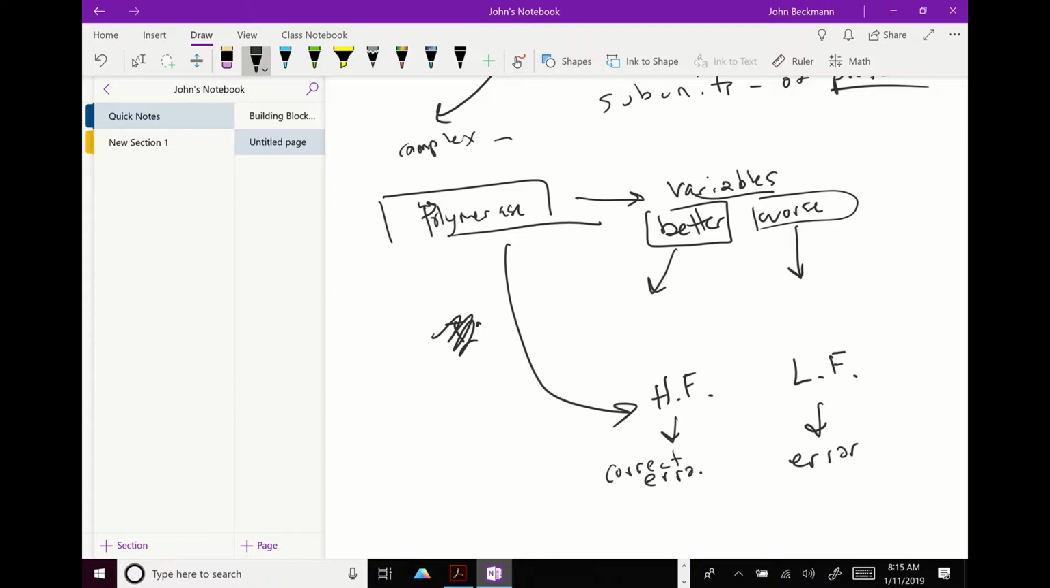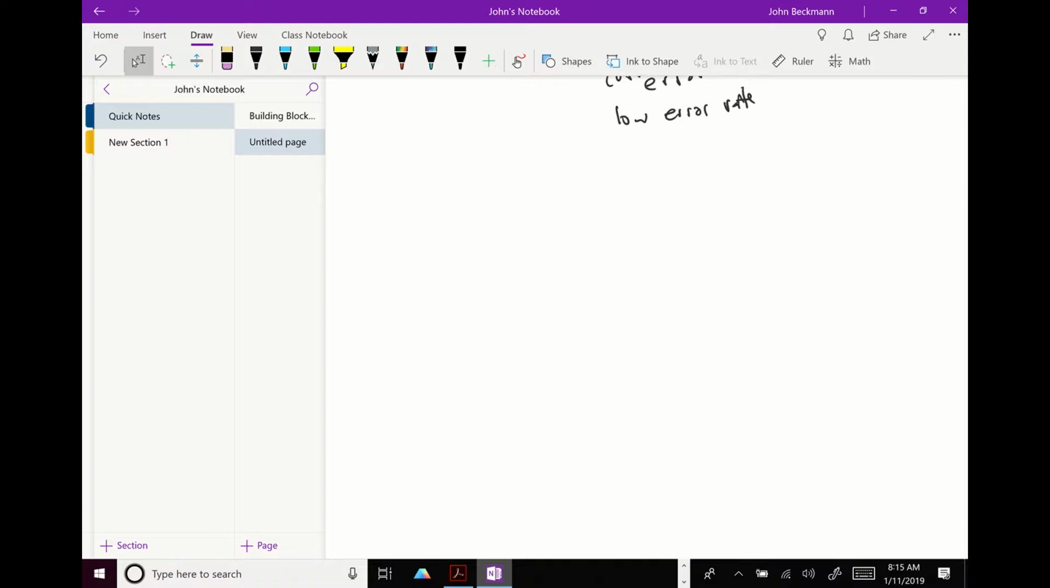And so they make errors very low, low error rate. Okay, and this is very important if you are using these enzymes to write your own DNA. So you want to know that.